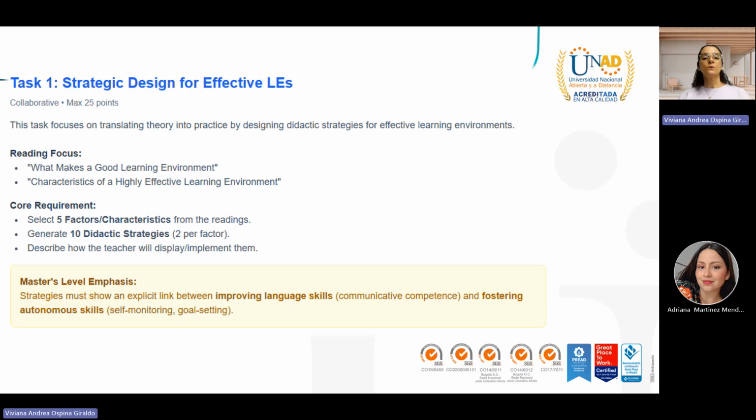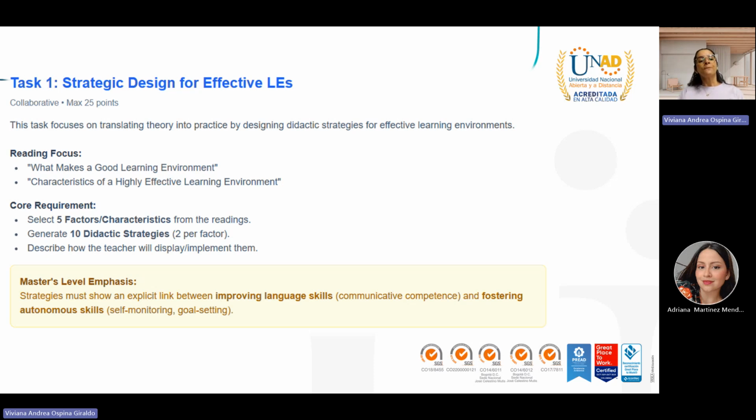So now we are going to focus here on the first task. The first task will give you 25 points. And this task focuses on translating a theory into the practice. And we are going to design didactic strategies for effective learning in these specific environments. When we talk about learning environments here, we are going to think about what makes a good learning environment, also characteristics of a highly effective learning environment.